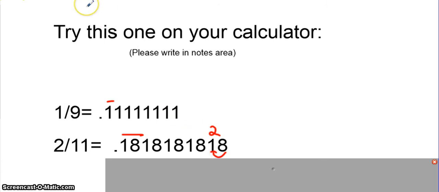So we'll be taking a better look at this in class tomorrow, but this is just a quick preview on what truncating and rounding numbers are.